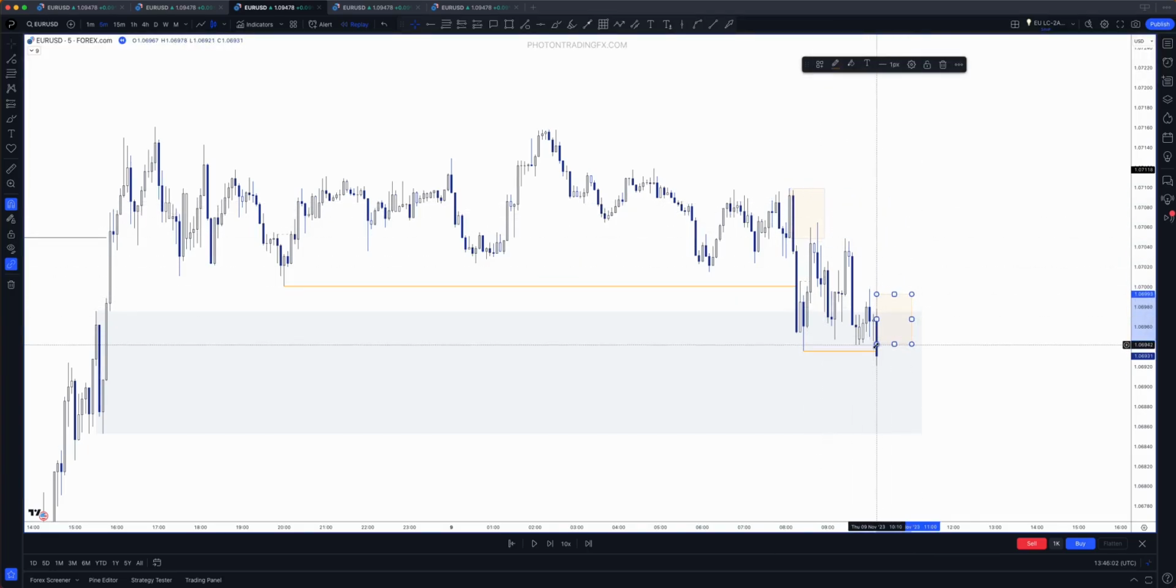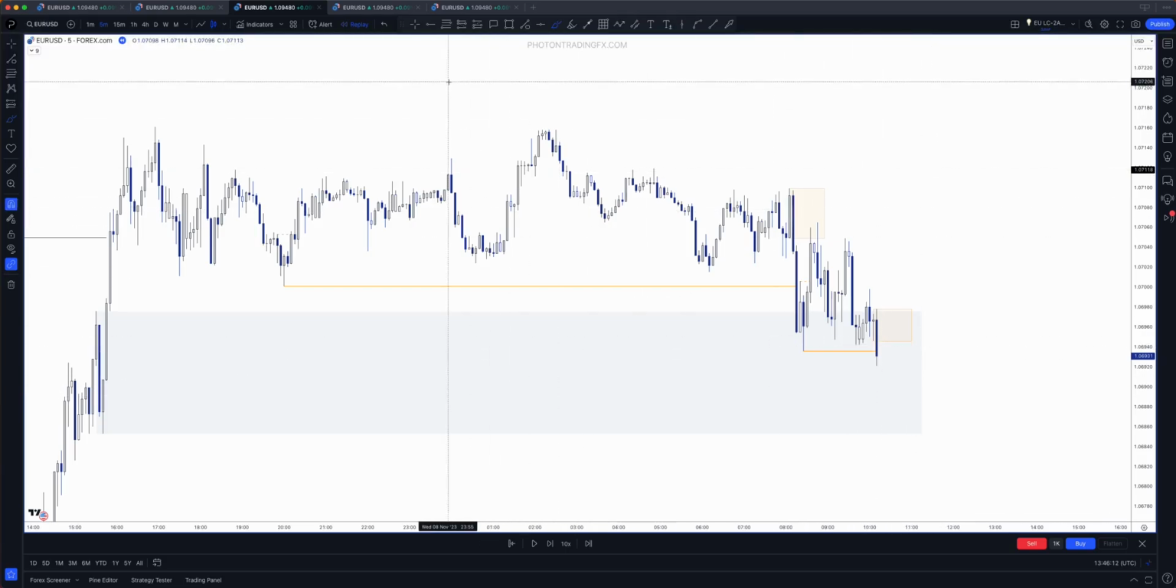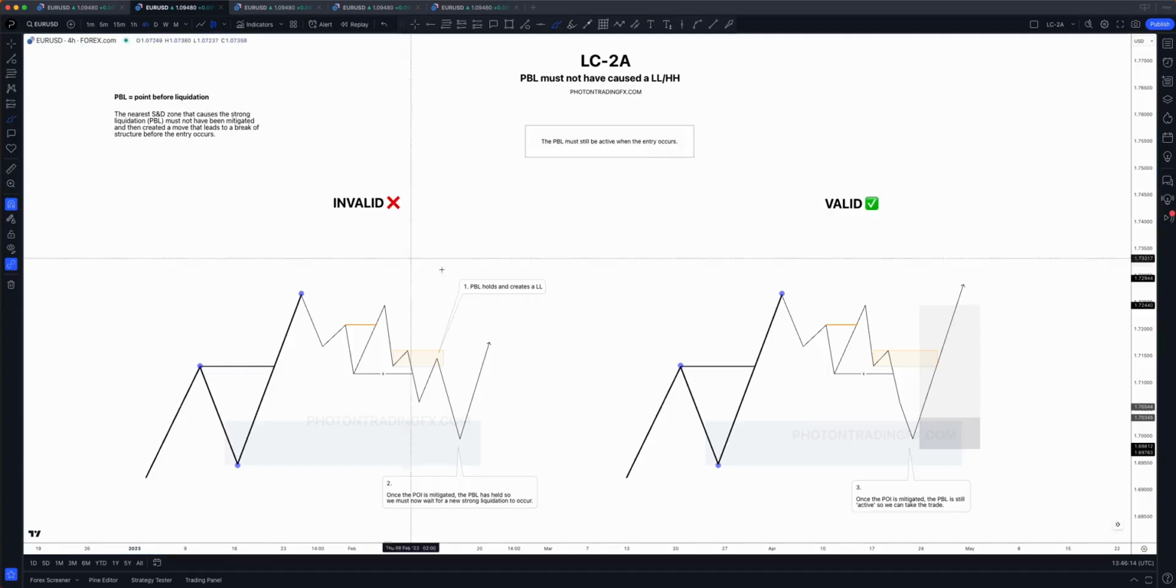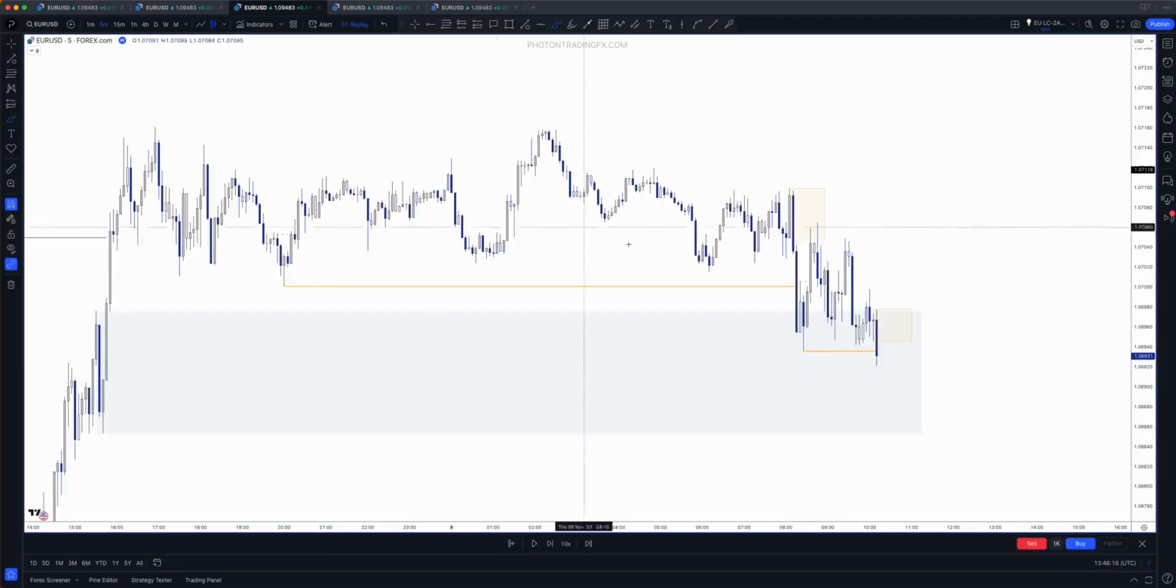Well, where is the supply that broke the low? It's here, right? This is the nearest supply that broke the low. Clearly, the PBL hasn't been mitigated and it hasn't made a new low. So that means this trade idea is active. So this is kind of a bit of a weird one. It's not quite like how I drew the example, right, where the PBL is far away. It's kind of all in one area, but it meets the same criteria.